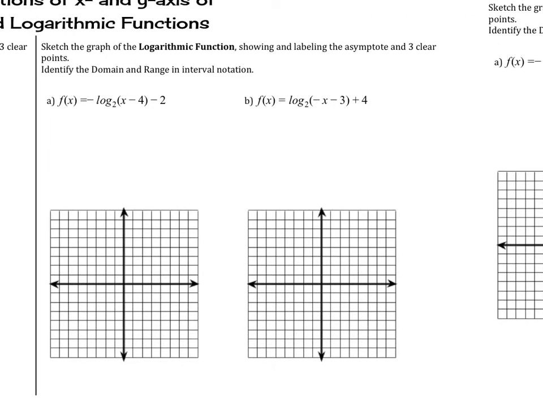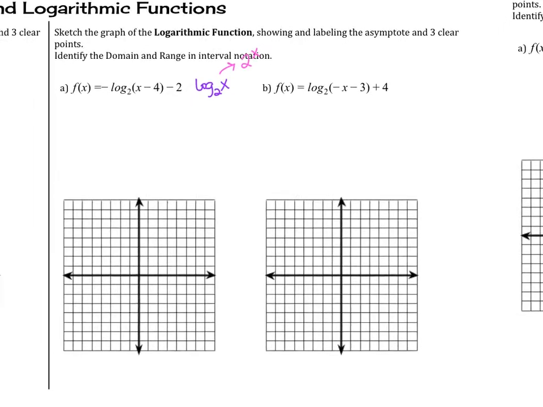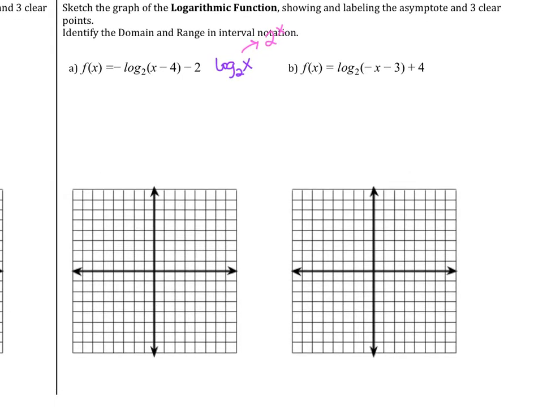We have f of x equals negative log base 2 of x minus 4, minus 2. So my parent function that I'm looking at is really log base 2 of x. Now if you're having trouble with that, you can always graph the inverse, which is 2 to the x, and then reflect it across the y equals x line. It just depends on where you are in that process. Hopefully at this point you may be able to graph log base 2 of x directly on your own. So log base 2 of x is here, and then here, and then at 4, I'm at positive 2, and then here. That is my parent function, log base 2 of x.